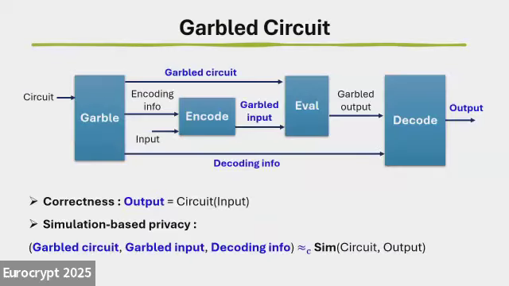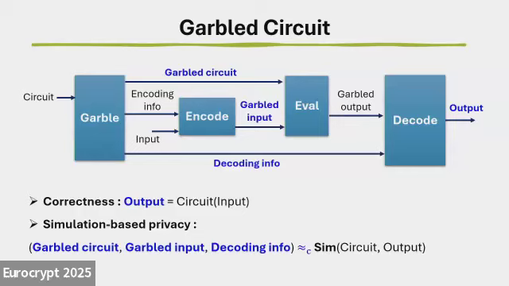First of all, we briefly review what a garbled circuit is. It is an essential tool for enabling two-party computation in constant rounds. The garbler prepares the circuit and sends the garbled version to the evaluator. And then the evaluator evaluates the garbled circuit with the garbled input to produce the garbled output.